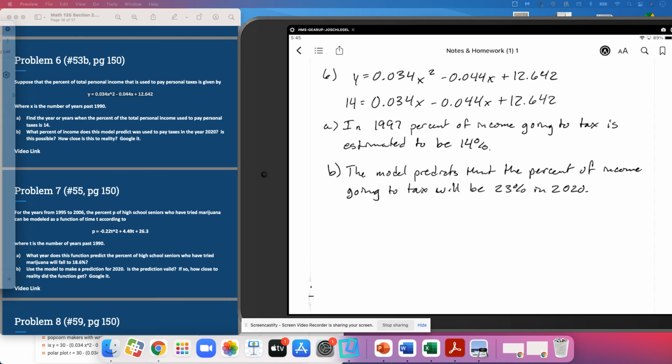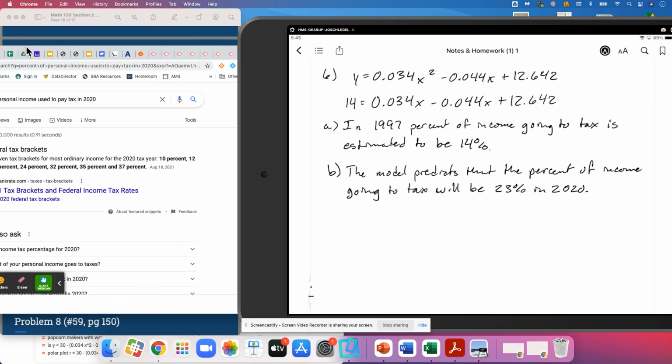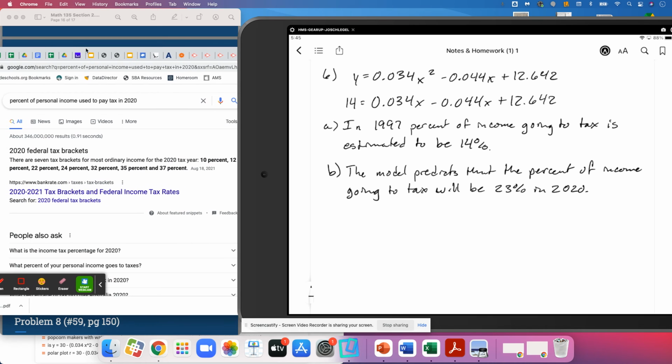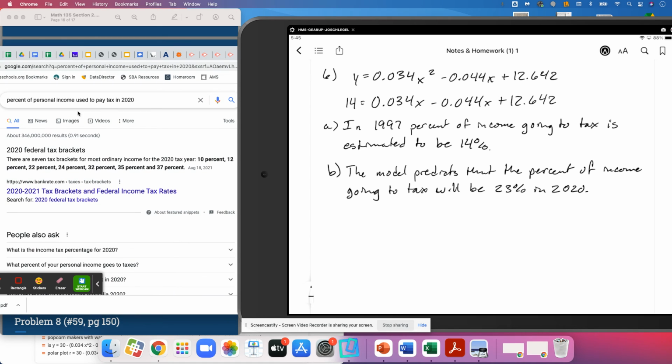So everyone, it does appear that this model was pretty darn close. And if we think of this as the average amount, or the amount that would be in the middle, there were 7 tax brackets in the year 2020. We had 10, 12, 22, 24 was in the middle, 32, 35, and 37. Our model predicted 23% in 2020, and look what's right in the middle.